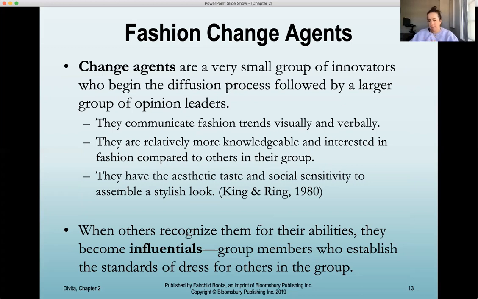When others recognize them for their abilities, they become influentials. Once these change agents are recognized, they become influentials, which is a group of members who establish the standards of dress for the others in a group. If you talk about an influencer, think of all those Revolve influencers, right? They're establishing how you should dress on a night out or how you should dress for work from home. They're establishing the standards of dress for others in other groups.